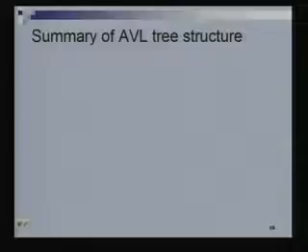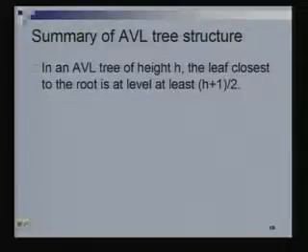So let's summarize what we have seen as far as the structure of an AVL tree is concerned. If the height of an AVL tree is h, then the closest leaf can be at level (h plus 1) by 2.